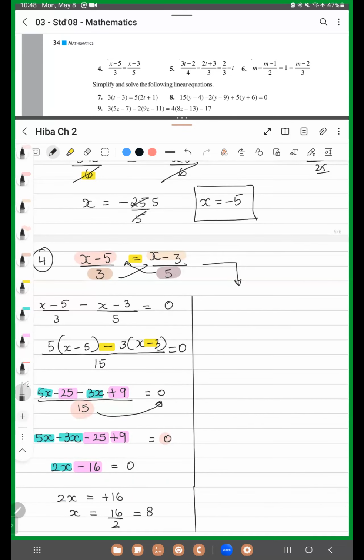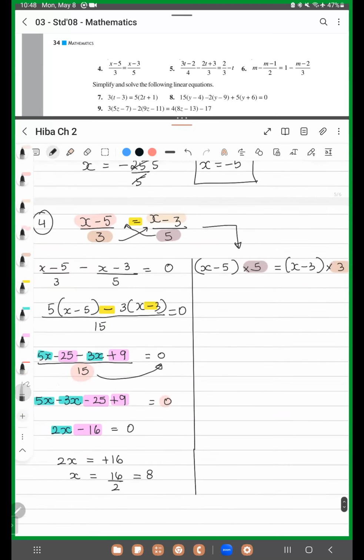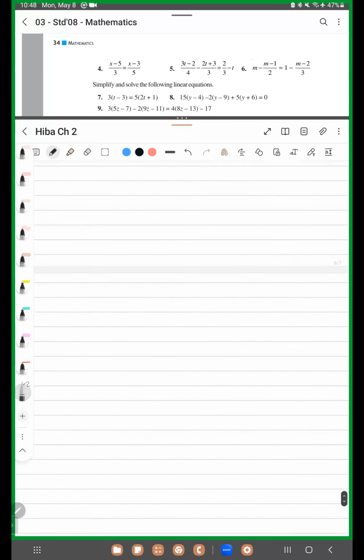So this becomes 5 multiplied by, or you can say in other words, x minus 5 multiplied by 5. ये वाला 5. ठीक है? Equals x minus 3 multiplied by this one, this 3. ठीक है? Let me show you. I think you might be getting confused because of this. Let me show you another example.